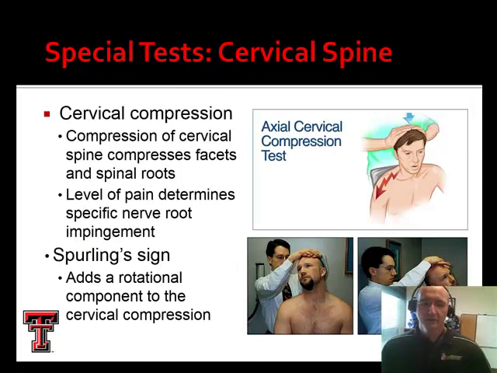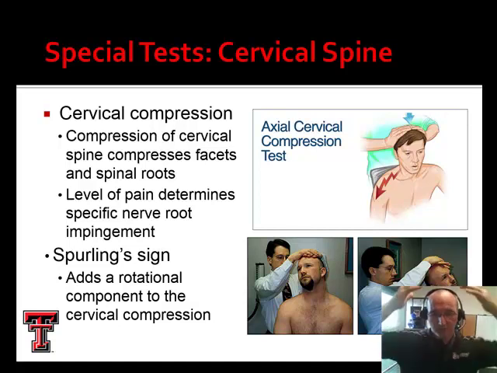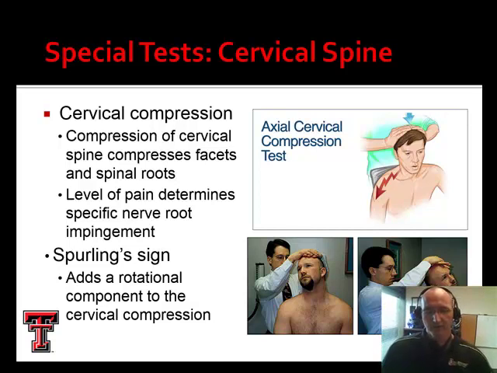Okay. Another test we can do for the cervical spine is cervical compression. So here we're just going to apply a downward force to the patient's head, and we're looking to see does that compression trigger their pain. Sperling sign, they're going to look up and rotate, so we're going to add a rotary component and a little bit of extension to see if they get pain with compression there.